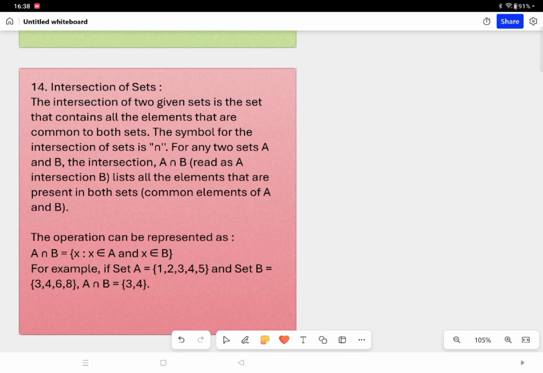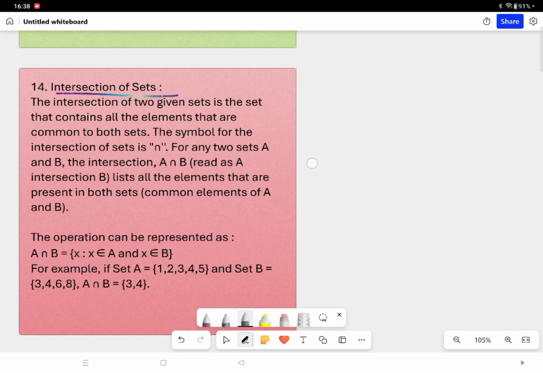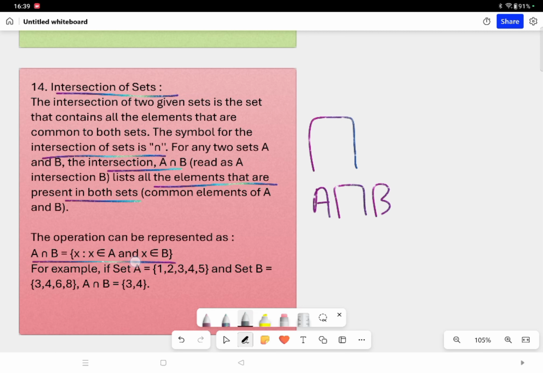Next I am coming to intersection of sets. What is intersection of sets? First let me tell you, this is the sign of intersection. If I am telling A intersection B, I have to write it this way. For any two sets, intersection lists all the elements that are present in both the sets. There has to be at least one element present in both the sets A and B. So here the definition is the same, the difference is that it is AND.